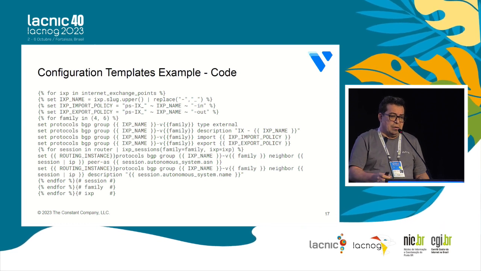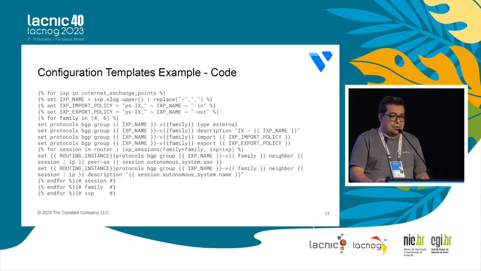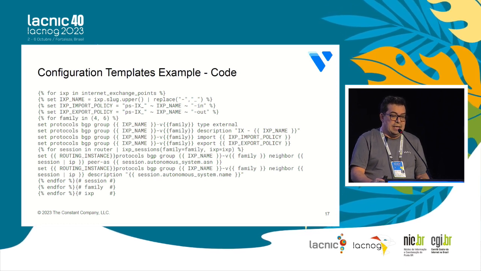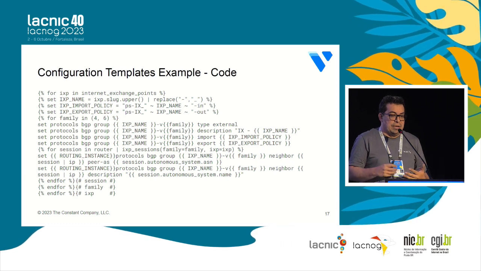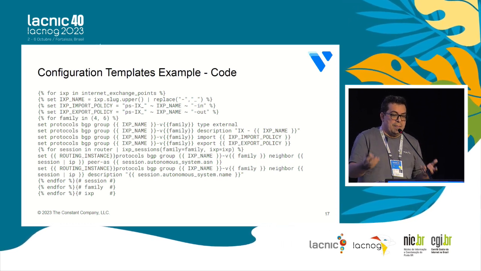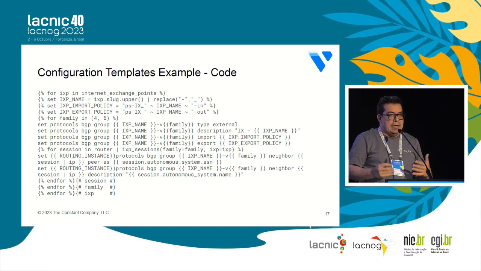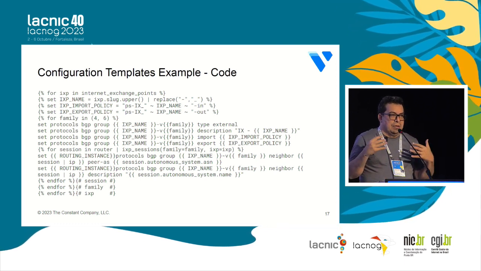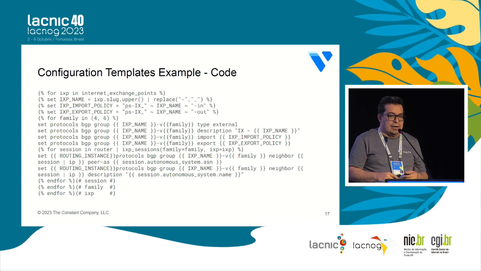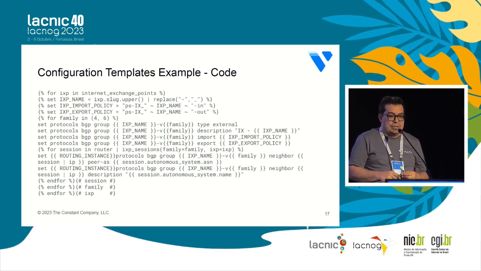Basically, if you have worked with Jinja, the variables are in brackets. And it has many predefined variables, including the name of the IXP. It takes the PeeringDB name and automatically creates an internal name. You could change the name, but I recommend using the internal name that is given by this tool.